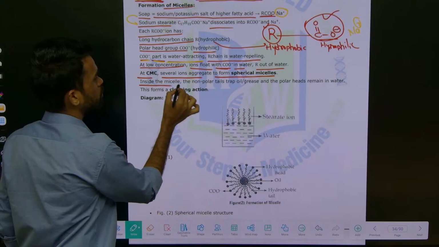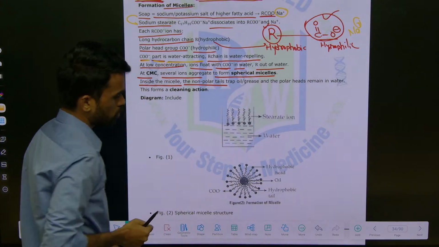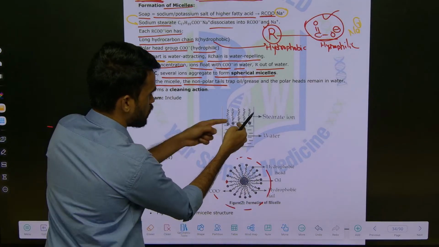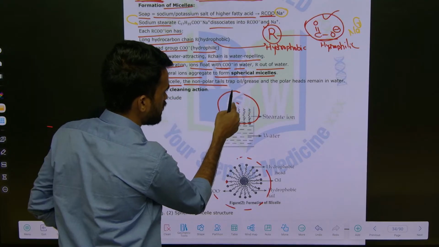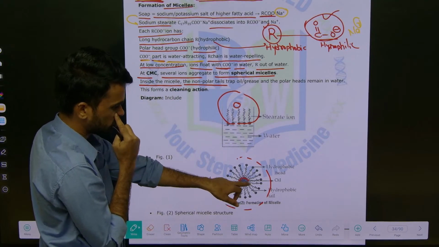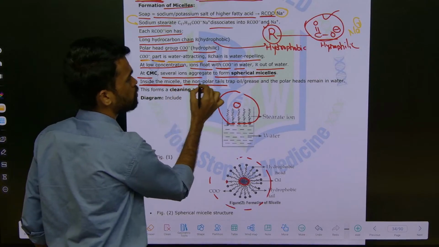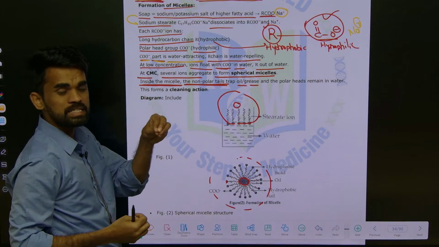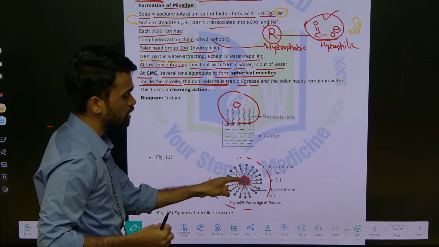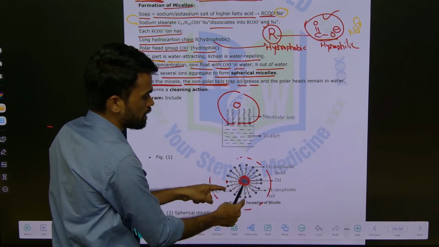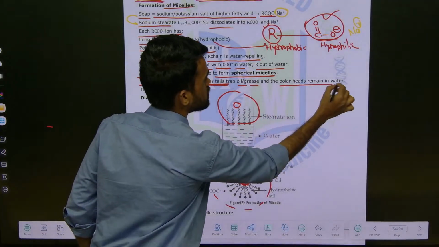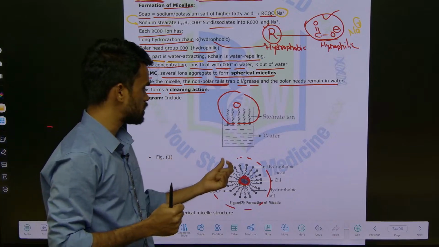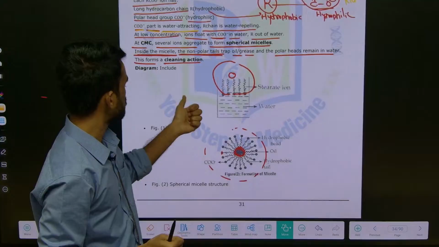Inside the micelle, the non-polar tail is trapped. The oil, grease, whatever oily dirty substance is there, will be trapped inside. Outside we have the polar heads, and the polar heads remain in the water. This forms the cleaning action. This is how micelles look.